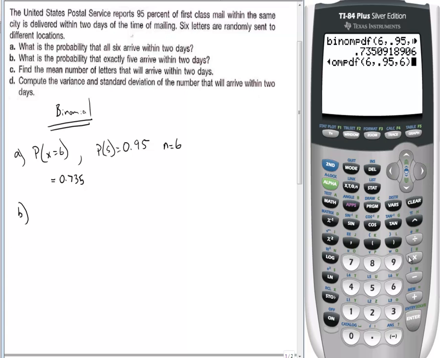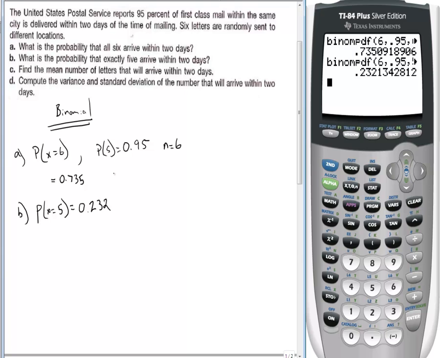B, what is the probability that exactly 5 arrive within 2 days? So we're just going to do exactly the same thing, except I'm going to change the last 6 to a 5. And we get that answer. The probability of x equal to 5 is therefore 0.232. And you can see how this would make up part of a probability table or probability distribution. This would be x equals 6, x equals 5, and we could use the calculator to get 0, 1, 2, 3, 4, or 5, and 6 we already have.